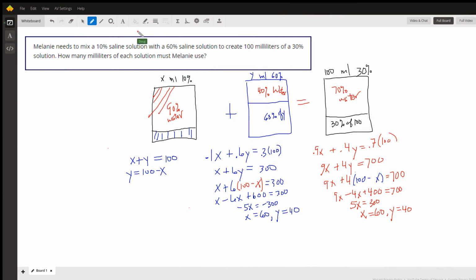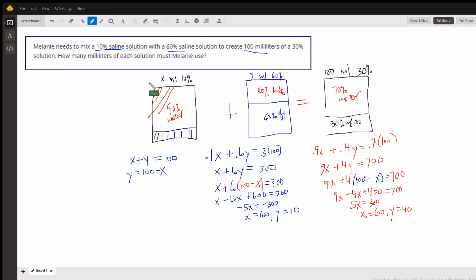Okay, we've got a mixture problem here. We've got a 10% saline solution, which means there's 10% saline, probably 90% water, and a 60% saline solution, so 40% water. And we want to end up with 100 milliliters where 30% of that solution is the saline.